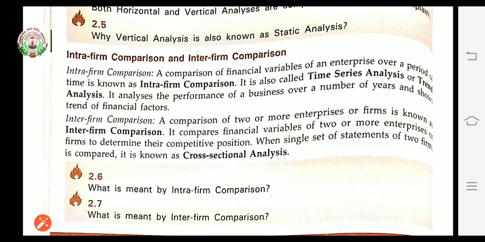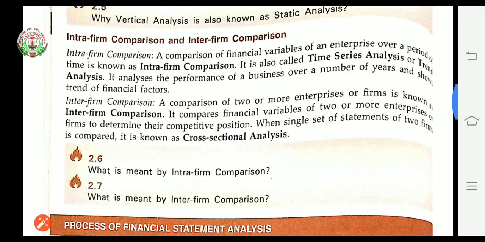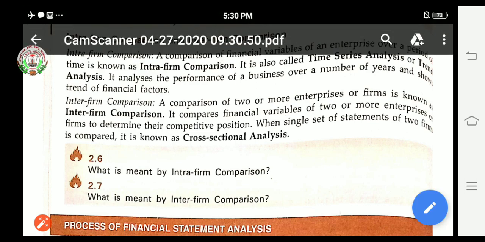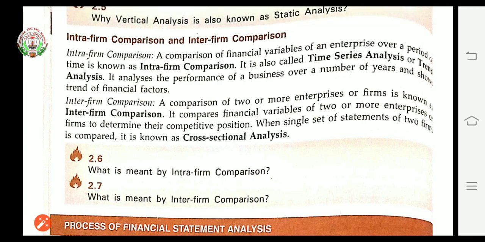Next is inter-firm comparison. In this comparison, there will be 2 or more enterprises. The financial variables of 2 or more enterprises or firms are compared to determine their competitive position. For example, company A is compared with company B. Here the period will remain the same, but the variable will differ. On the basis of one particular variable, there will be comparison between two enterprises.